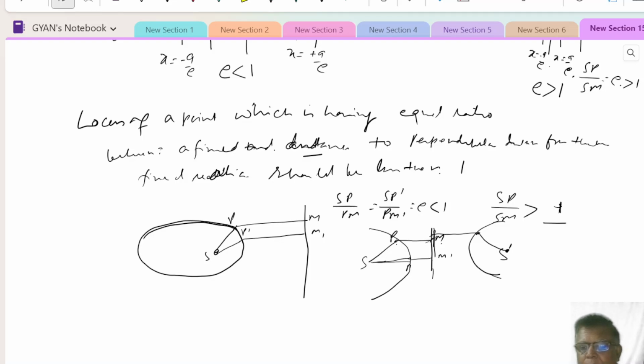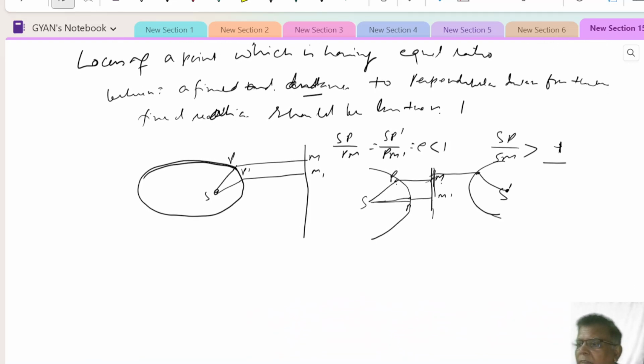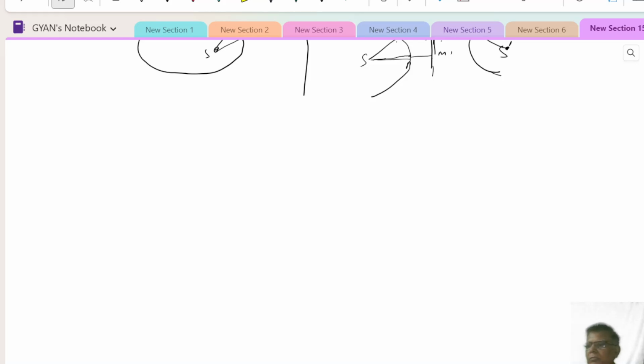Now we'll derive the equation. So how will we derive the equation? Suppose this is, and this.